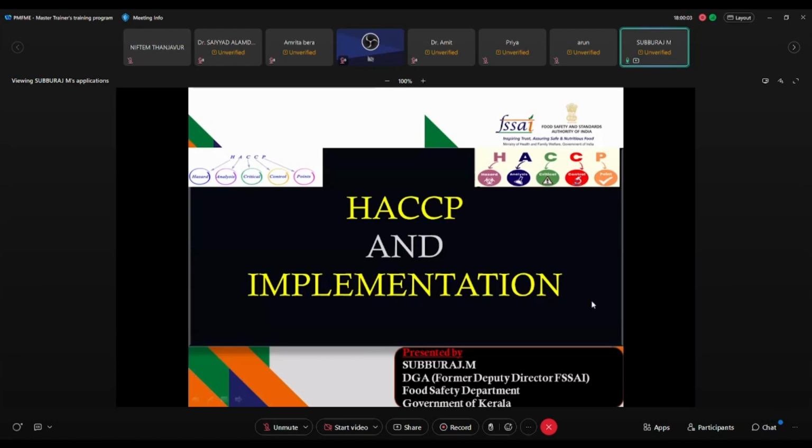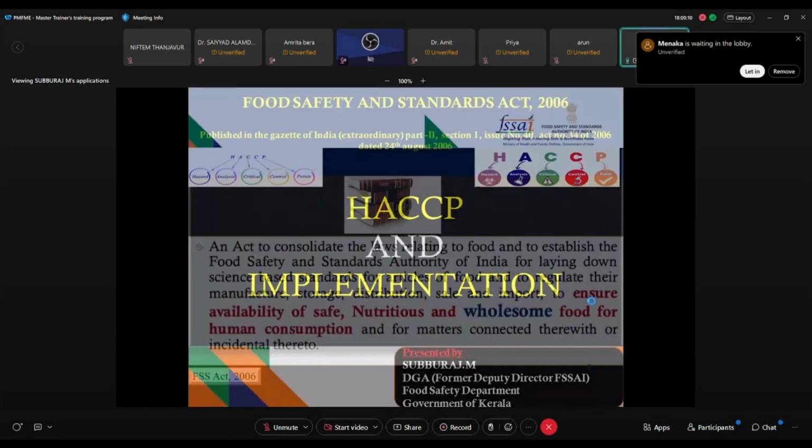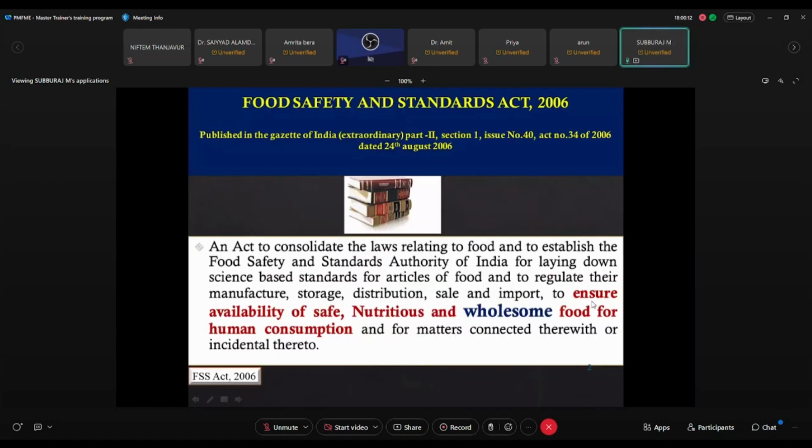Before going to discuss the things, let us see what the Food Safety Act told. So Food Safety and Standards Act, you know that is 2006. You know that before that was the Prevention of Food Adulteration Act, which you heard about in the last classes. Here in the Food Safety and Standards Act, I am going to highlight one particular thing. What is the main thing in the Food Safety and Standards Act? It ensures availability of safe, nutritious and wholesome food for human consumption.